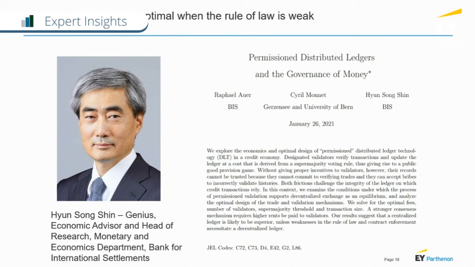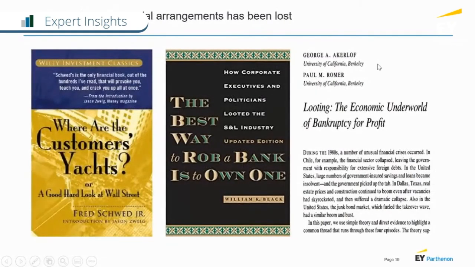And what he found is that only when the rule of law and contract enforcement is weak does a decentralized architecture generate higher overall welfare. So this may help explain why cryptocurrencies are so popular in countries like Venezuela, despite their obvious limitations. But it doesn't completely explain why they're being adopted in some developed markets.